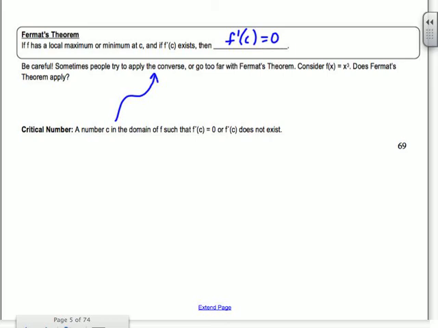At x cubed, right there at 0, 0, I'll draw in the axis, your slope is 0 there. But does that mean there's a max or min there? No, it just tapered off and we had a slope of 0 there. So the converse does not apply. You can't say if the derivative is equal to 0, then there's a max or min, because you could have those little, we call these critical points. Okay, so a critical number is a number c in the domain of f such that f prime of c equals 0 or f prime of c does not exist.